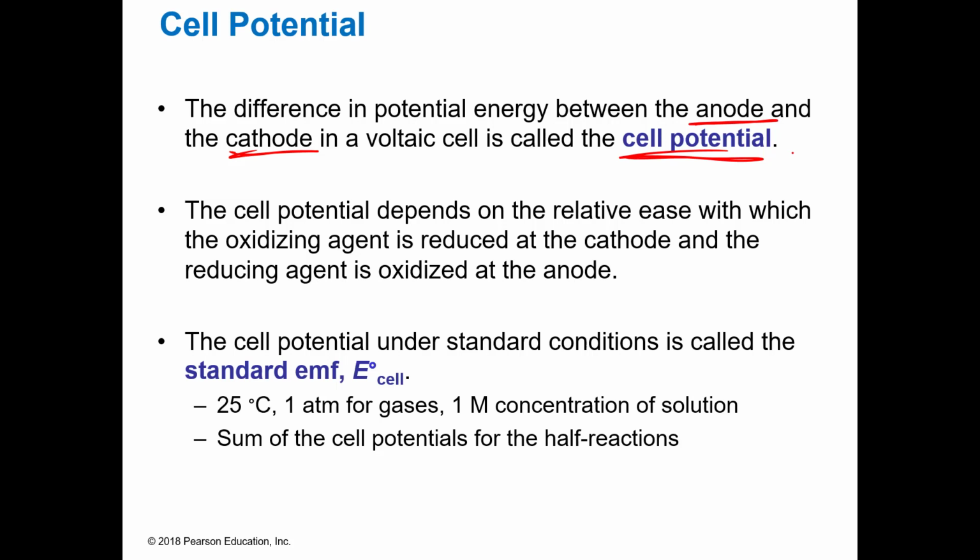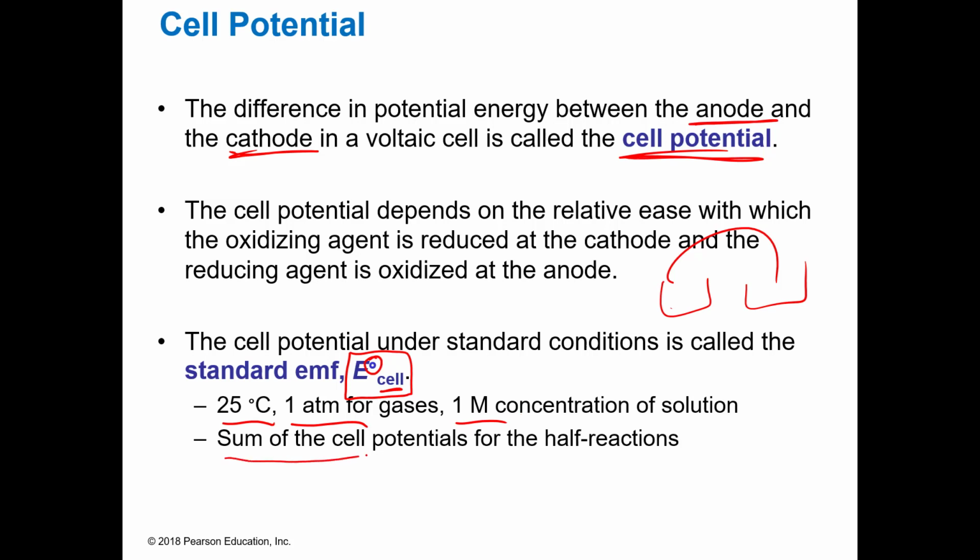And so a lot of times it's how different their charges are, maybe a little bit, if you want to think about it like that. The cell potential under standard conditions is called the standard EMF, or the E0 of the cell. So remember, our little 0 there means standard conditions, and the cell is the entire thing, right? Standard conditions are room temperature, 25 degrees C, 1 atmosphere for gases, and 1 molar concentrations for anything that's an aqueous solution.